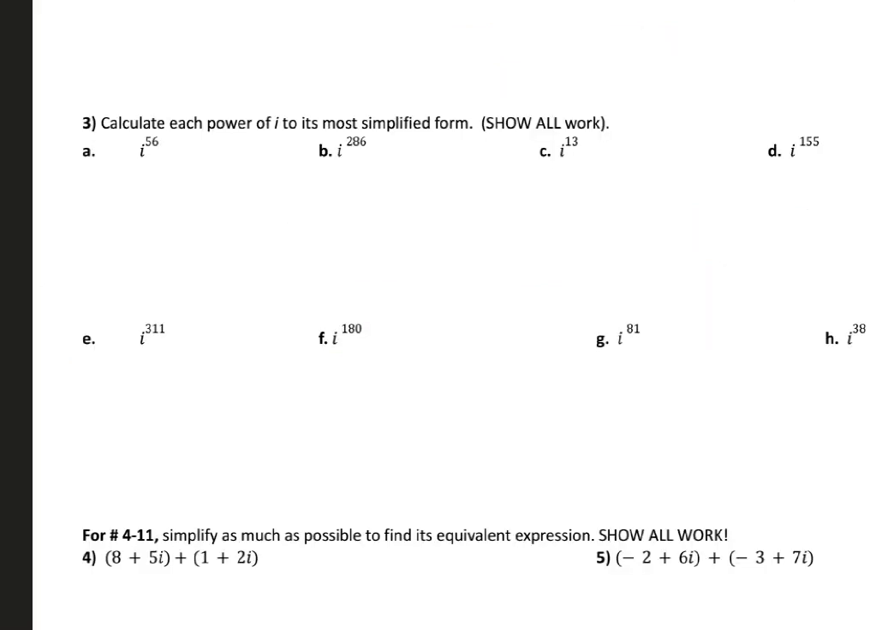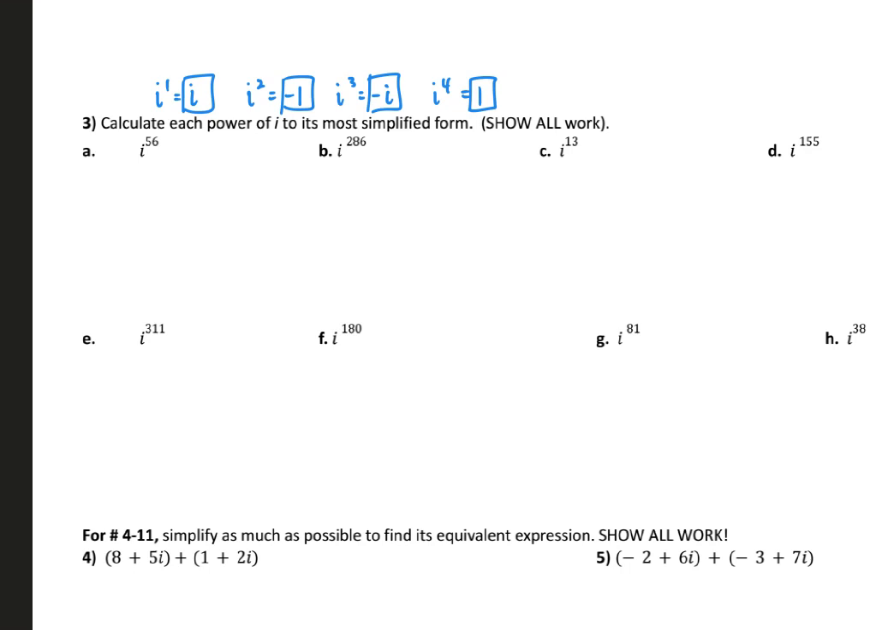All right, in this section, we are calculating each power of I to most simplified form. So what we need to know for this problem is that I to the first is equal to I, I squared is equal to negative 1, I cubed is equal to negative I, and I to the fourth is equal to 1. Remember that our answers can only be one of these 4 things, and that's how we simplify it.